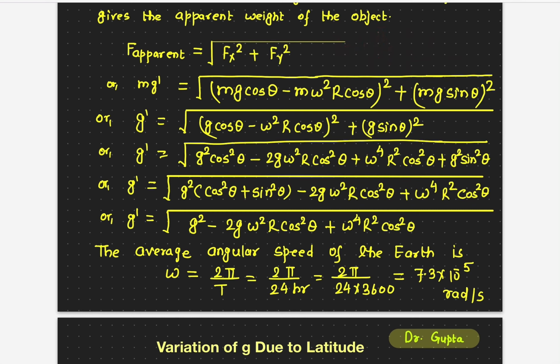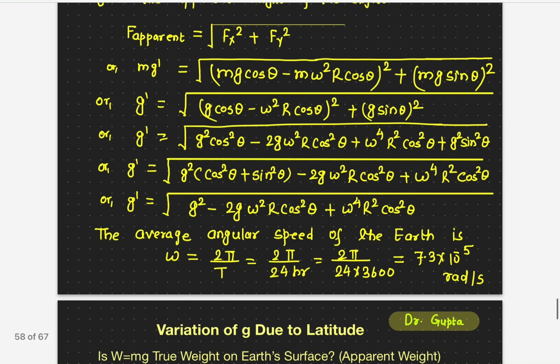So if you expand, what you get is g square cosine square theta, the 2ab term, plus b square, and g square sine square theta. So I'm combining these two terms together. So I'll have this term and the rest as it is. Cosine square theta plus sine square theta is equal to 1. Remember, cosine square theta plus sine square theta is equal to 1. All right, so I have this equation.